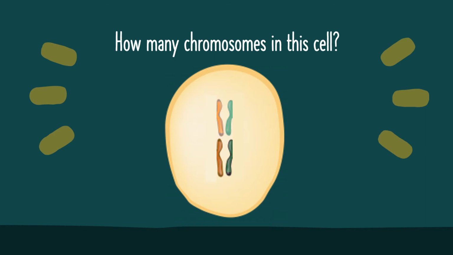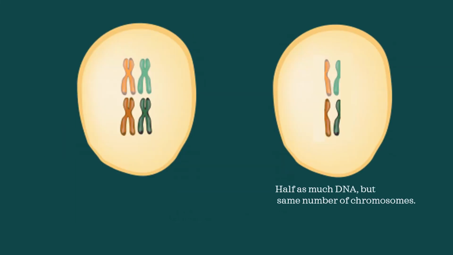Now I'm being tricky. Here's the same cell, but you'll notice I covered up half of the chromosomes from the previous. And so now we have, instead of X-shaped chromosomes, linear ones. How many chromosomes are in this cell? The answer is still 4. While these two cells differ in the total amount of DNA that they contain, they have the same number of chromosomes. So the one on the right has half as much DNA, but the same number of chromosomes.